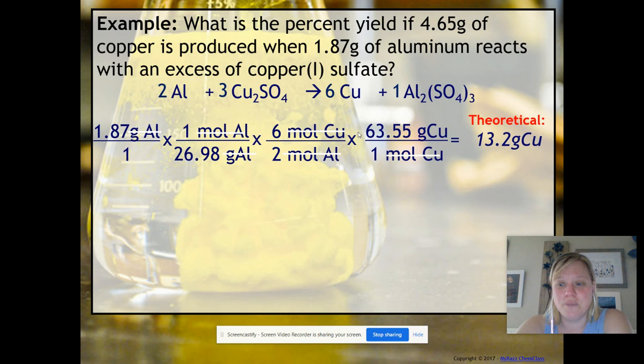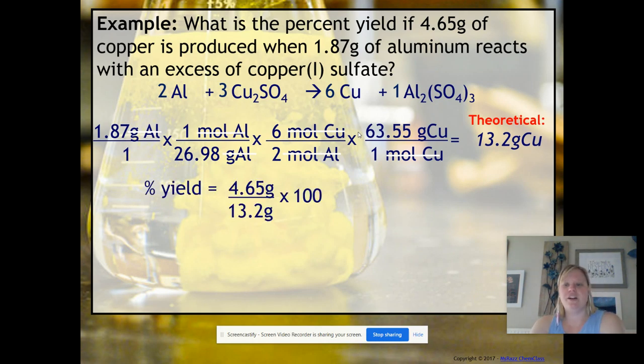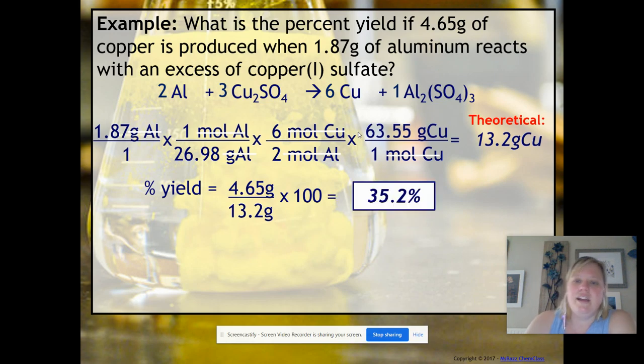Theoretically, we should have produced 13.2 grams of copper, but it tells us we didn't. It tells us we produced 4.65 grams of copper. So what we're going to do is calculate our percent yield, and we're going to put our 4.65 grams, which is what we were given in the question, it tells us that's what was actually produced, over our theoretical yield, which was 13.2 grams, multiply that by 100, and our percent yield was 35.2%. So hopefully that makes sense.